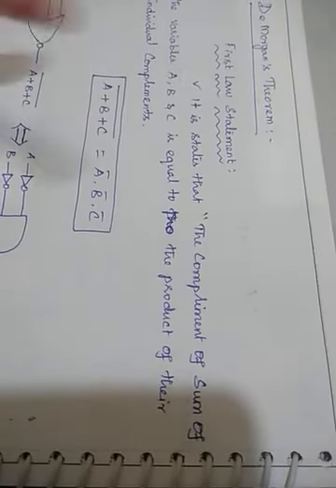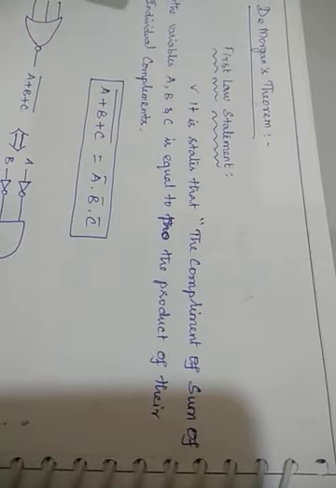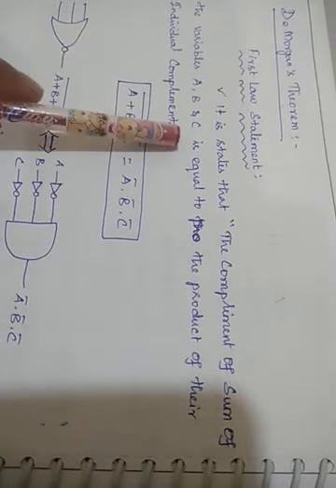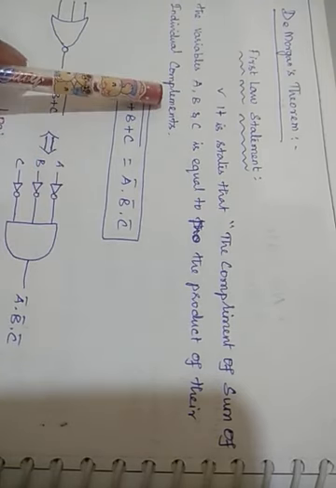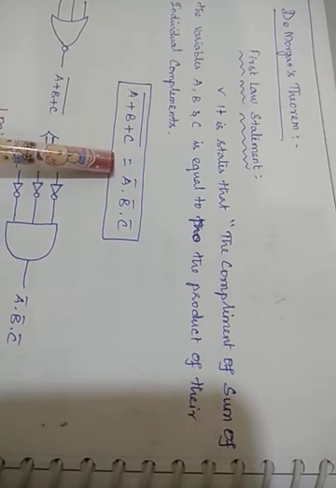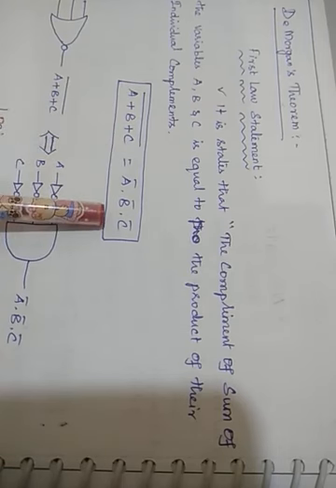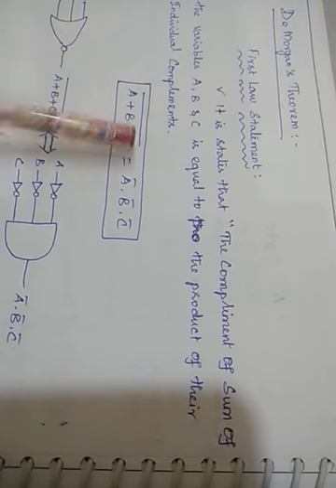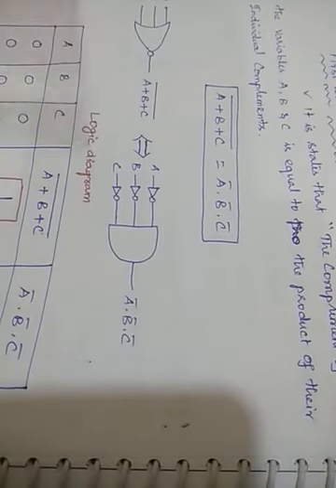Next one is a very important topic, that is De Morgan's theorem. So there are 2 laws in De Morgan's theorem. The first one is the complement of the sum of the variables A, B, C is equal to the product of their individual complements. A plus B plus C whole bar equals A bar dot B bar dot C bar. See, this I derived for 3 variables. Sometimes in the exam they will ask for 2 variables. If they ask for 2 variables, remove this C. Only take A, B. Okay. And the logic diagram is given here.